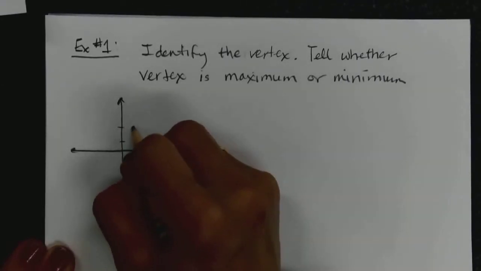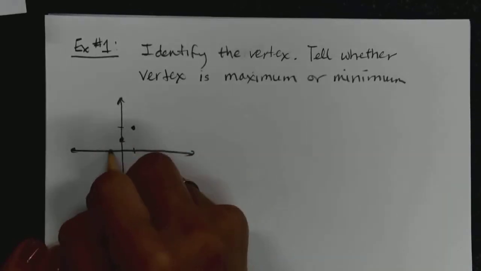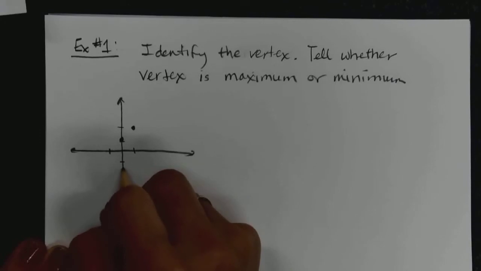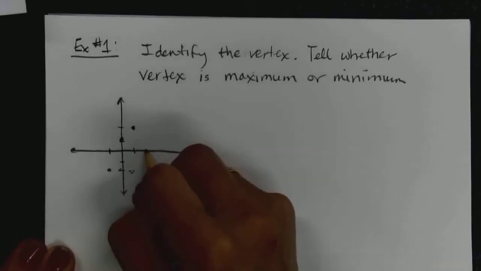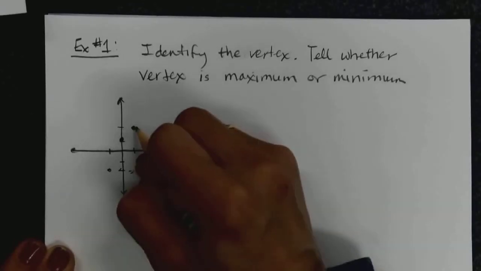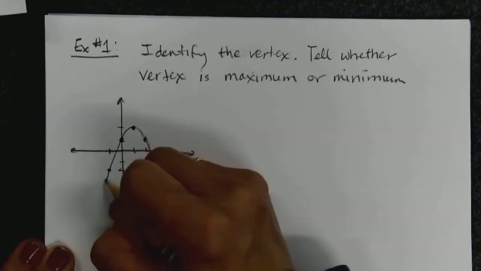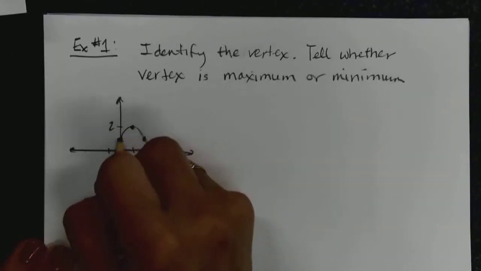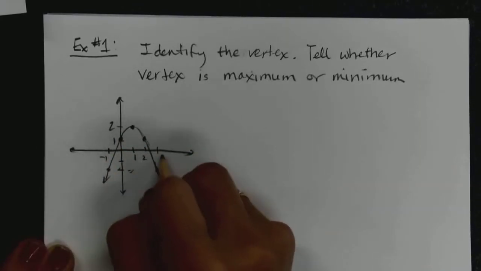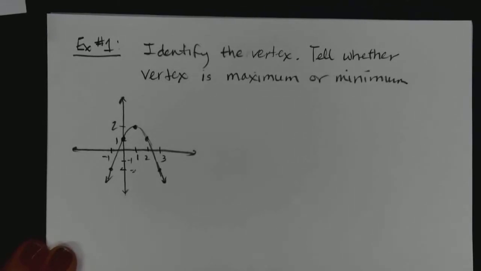So here's 1, here's 2, and then 1, 0, 0, 1, and then -1, -2, and 2, and 3. So my parabola looks like this. Okay? Does everybody have it? Yep. Alright. Okay, Francis.